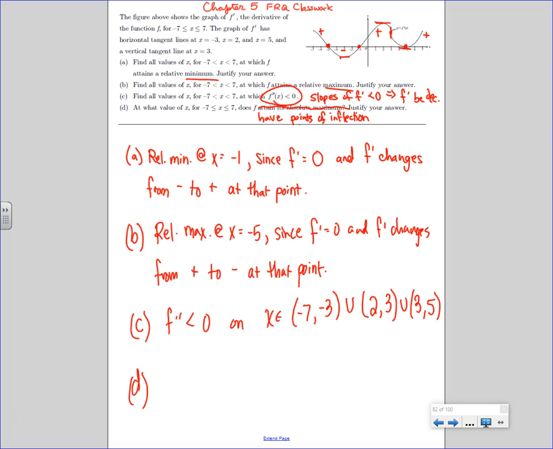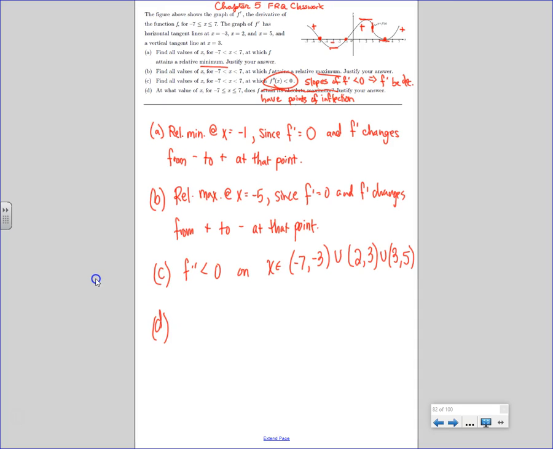So where are the slopes of F prime 0 or DNE, and the signs of the slopes changing? The signs of the derivatives changing. Don't we have our zeros and our DNEs right here, already marked? Yeah. Okay, we already have our possible ones marked. So we have to look at the sign of the slopes, not necessarily signs of the F.